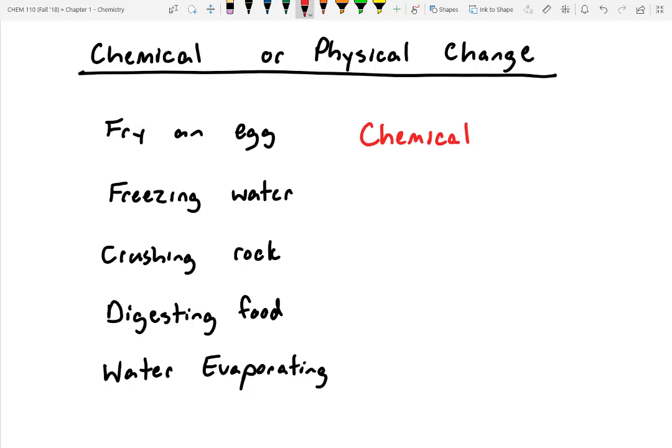All right, what about freezing water? Physical, right? It's still water. You can unfreeze water and convert it back into a liquid. That's an easy thing to remember.